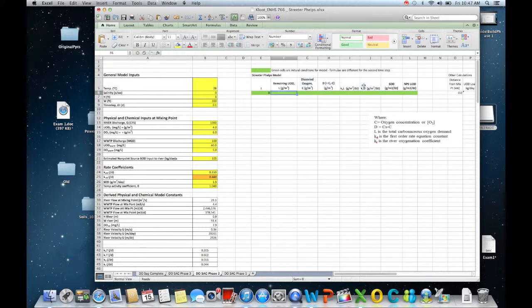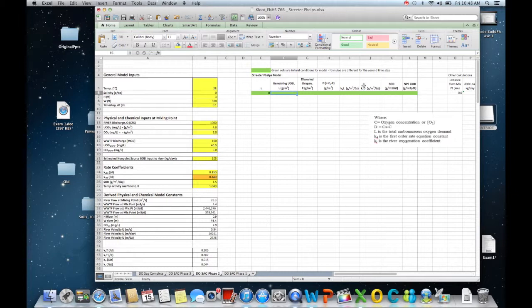Okay, the first thing we do, we want to look at the remaining UOD at time equals 0. And to do that, we're really going to look at a couple of things. First of all, we're going to have to add the UOD in the river to the UOD in the wastewater treatment plant. So we just multiply the concentration in the river by the flow in the river, multiply the concentration in the wastewater treatment plant by the flow in the treatment plant, and then divide by the total flow.